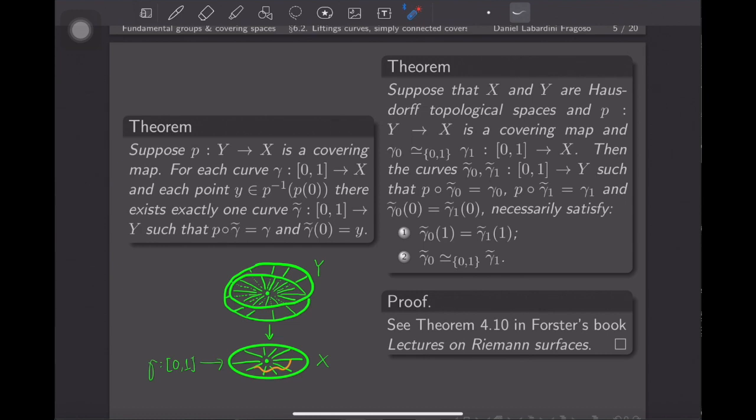Okay. So curves can be lifted through covers, and in order to lift a curve, all you need to do is specify which starting point you want in the so-called fiber of this one. Okay. Now the next theorem, whose proof is a lot harder, is the following.